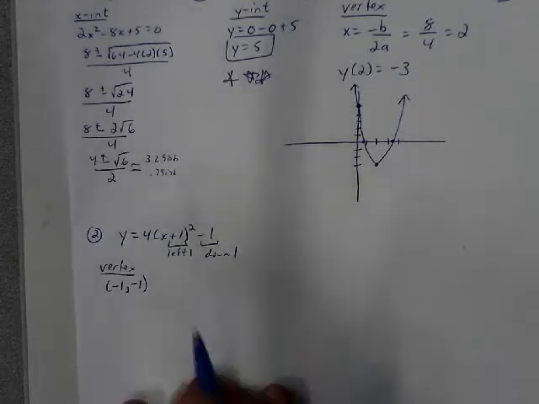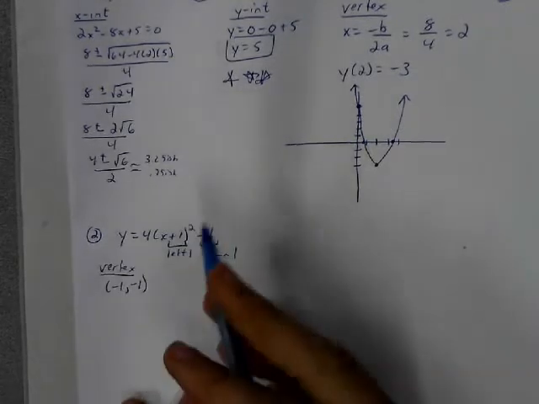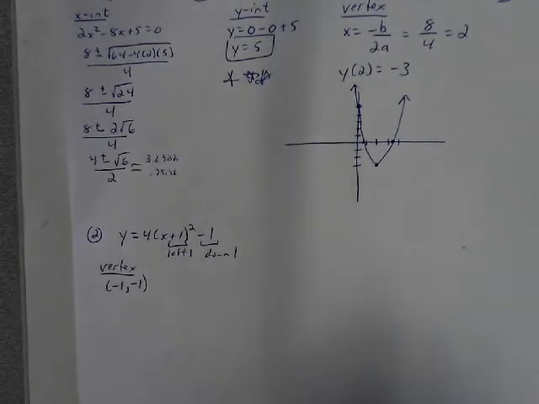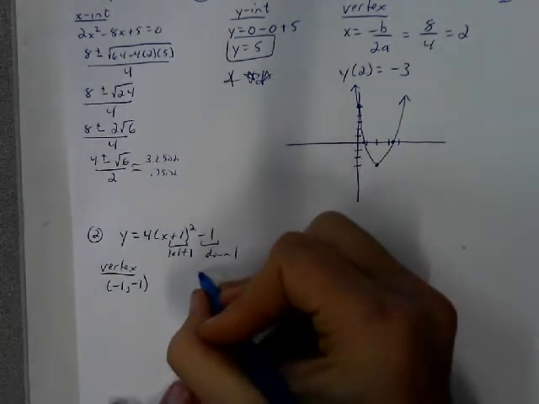So again, that relates back to chapter 4 from last year. The perk of vertex form is that you can just see the vertex right away and grab it and be done with that one. So now let's find the x-intercepts.